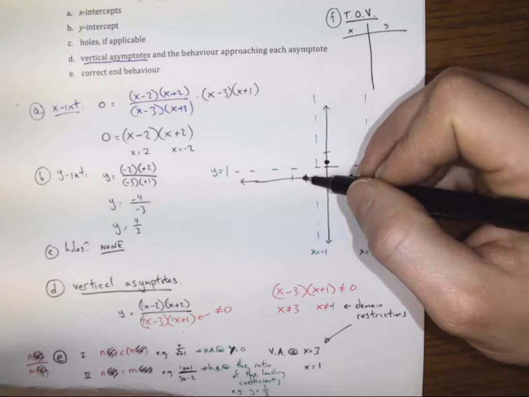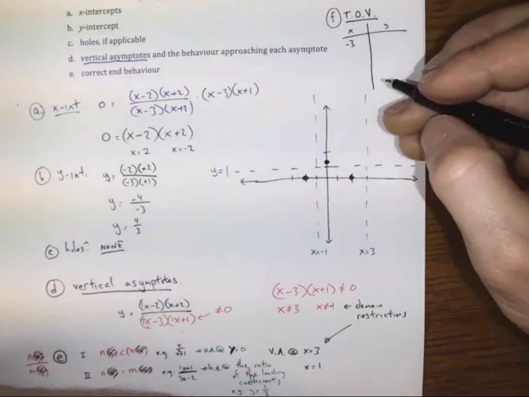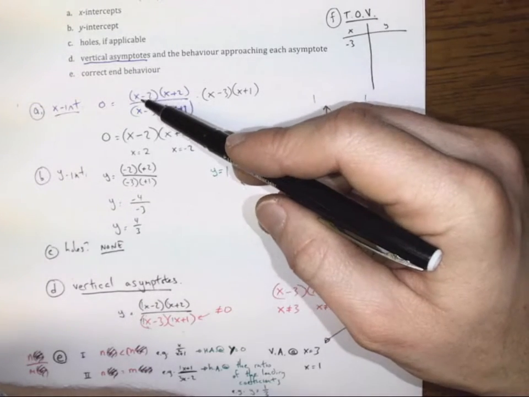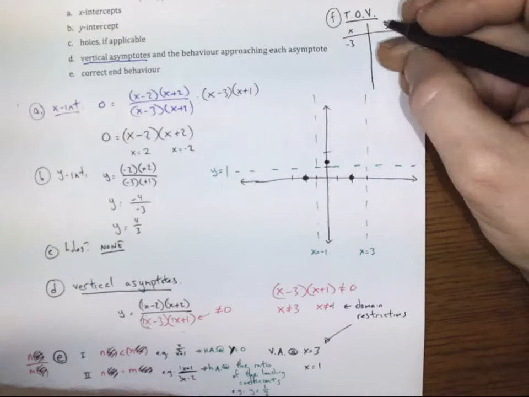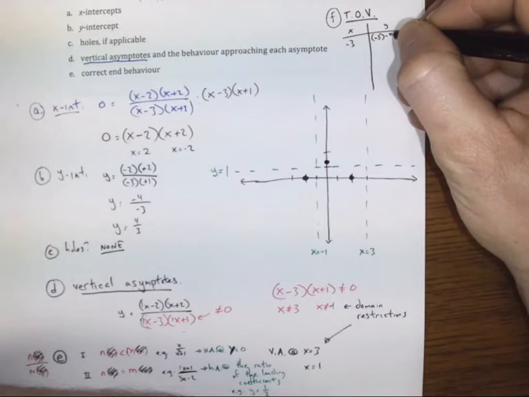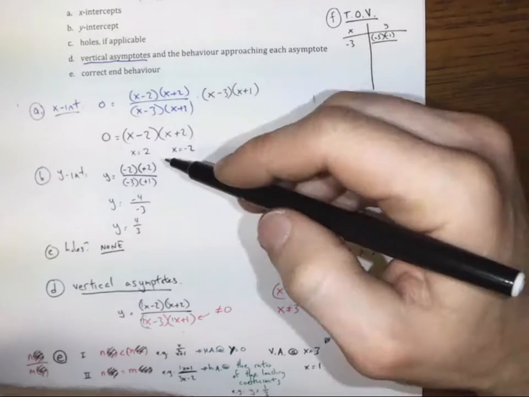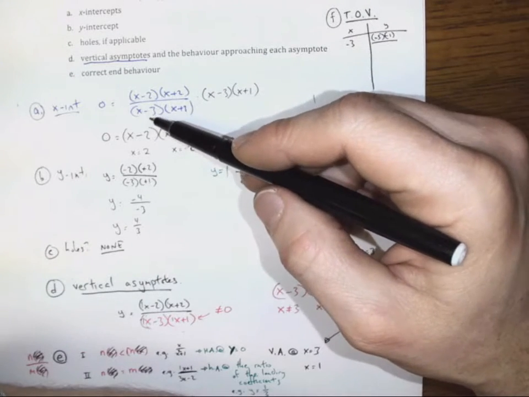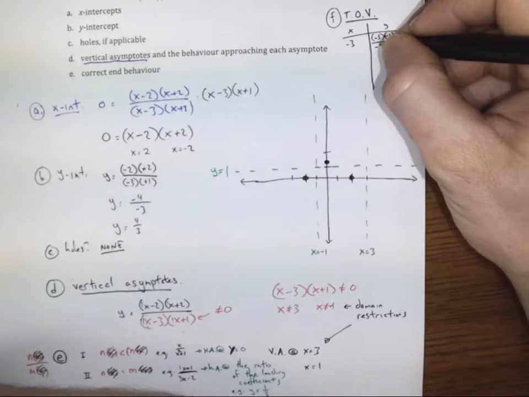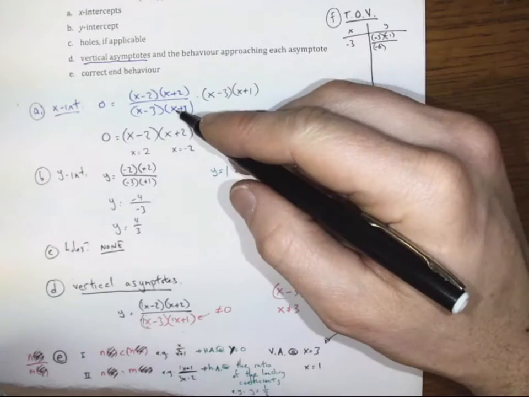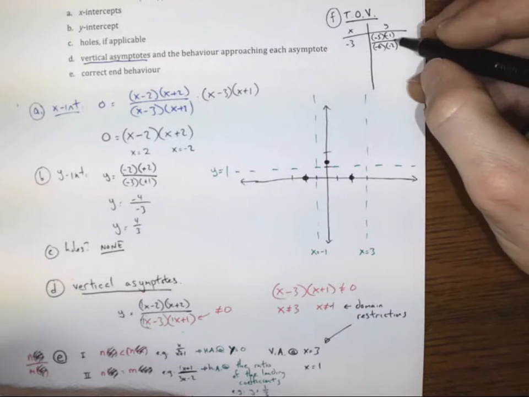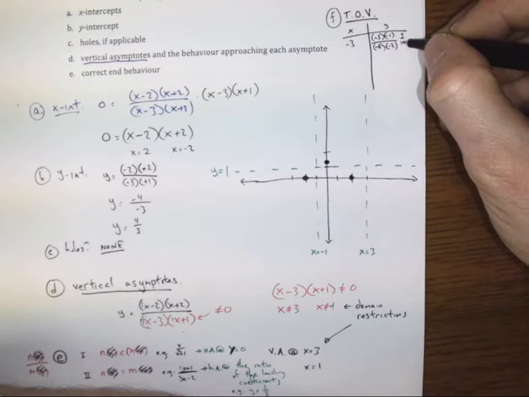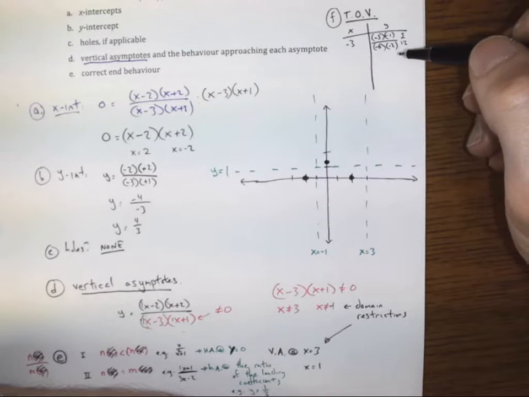an x of negative 1, 2, 3. And let's see what I get here. I'm going to plug in negative 3 here, so it'll be negative 5 times negative 1 over negative 3 minus 3, which is negative 6, times negative 3 plus 1, which is negative 2. And that's going to give me 5 twelfths. Is that right? Did I do something wrong there?